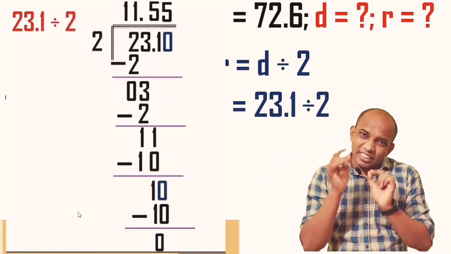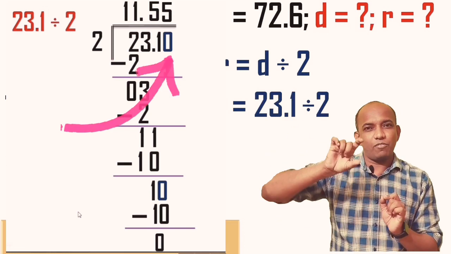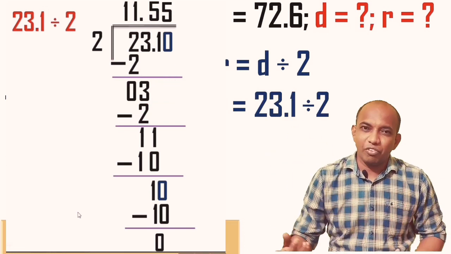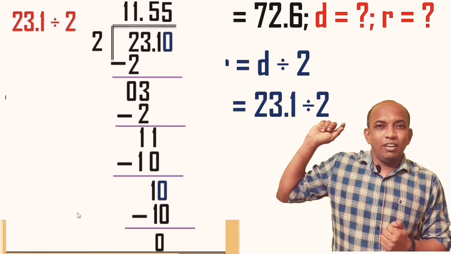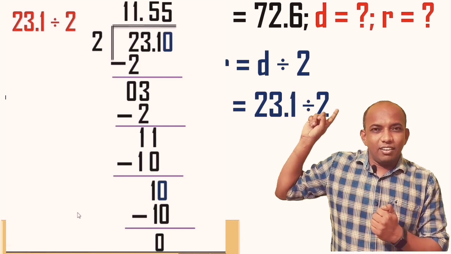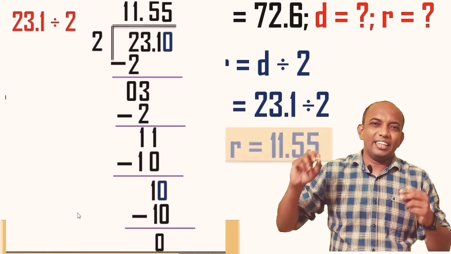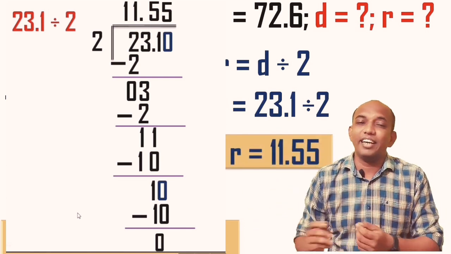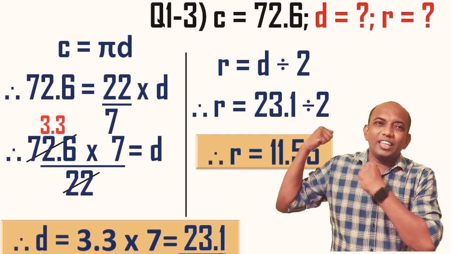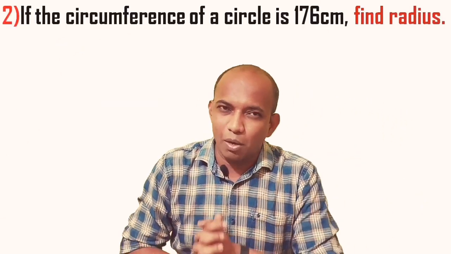23.10. The moment you consider 0 at the end after 1, it becomes easier to divide. Of course, see here, the moment you divide 23.10, we get the answer 11.55, and that's my answer, correct? Here we go with the next question on the board. That is question number 2.